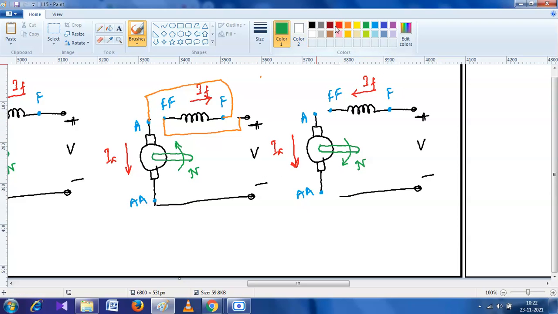And what about the third figure? We have to change the direction of armature current. So what should be the connection? Tell me, what should be the connection?